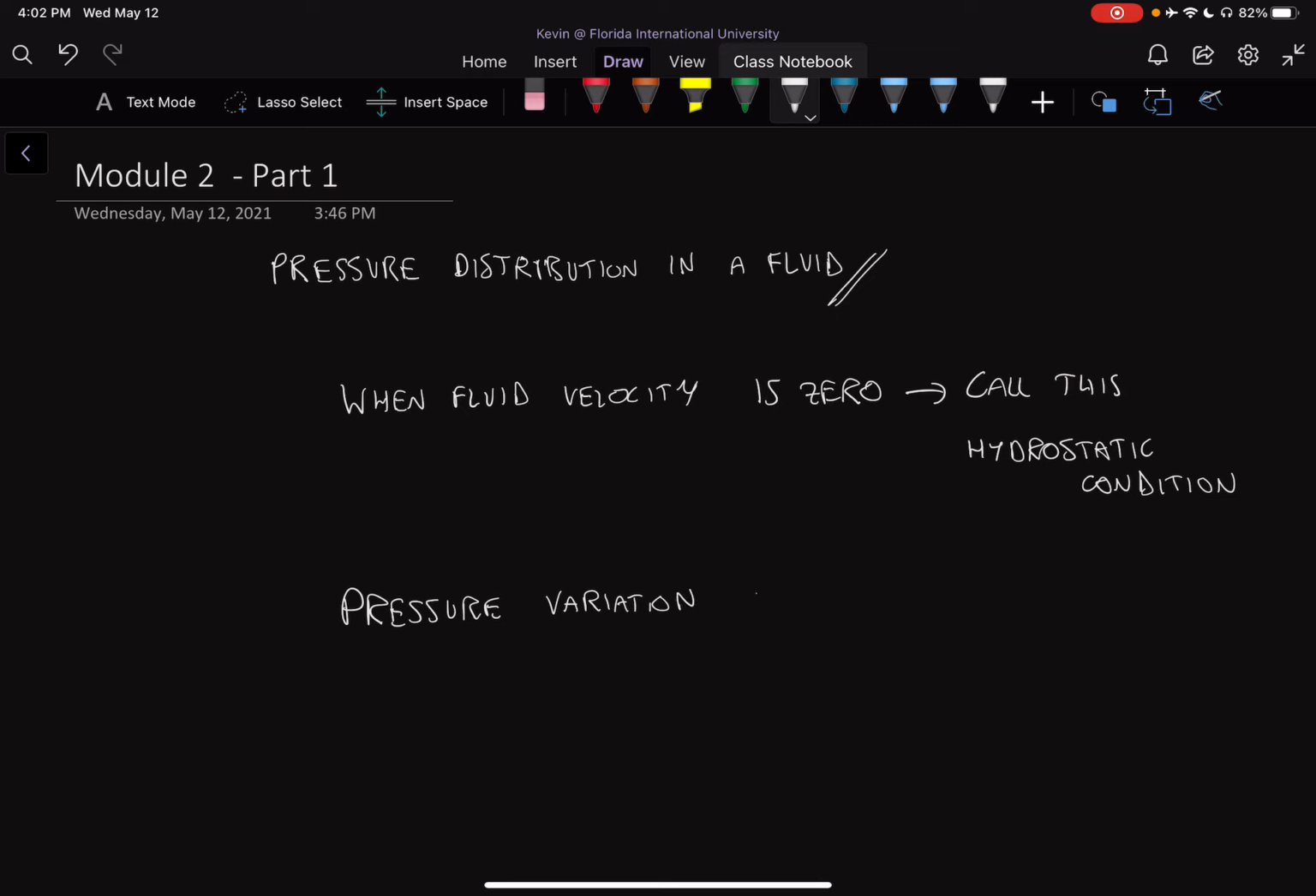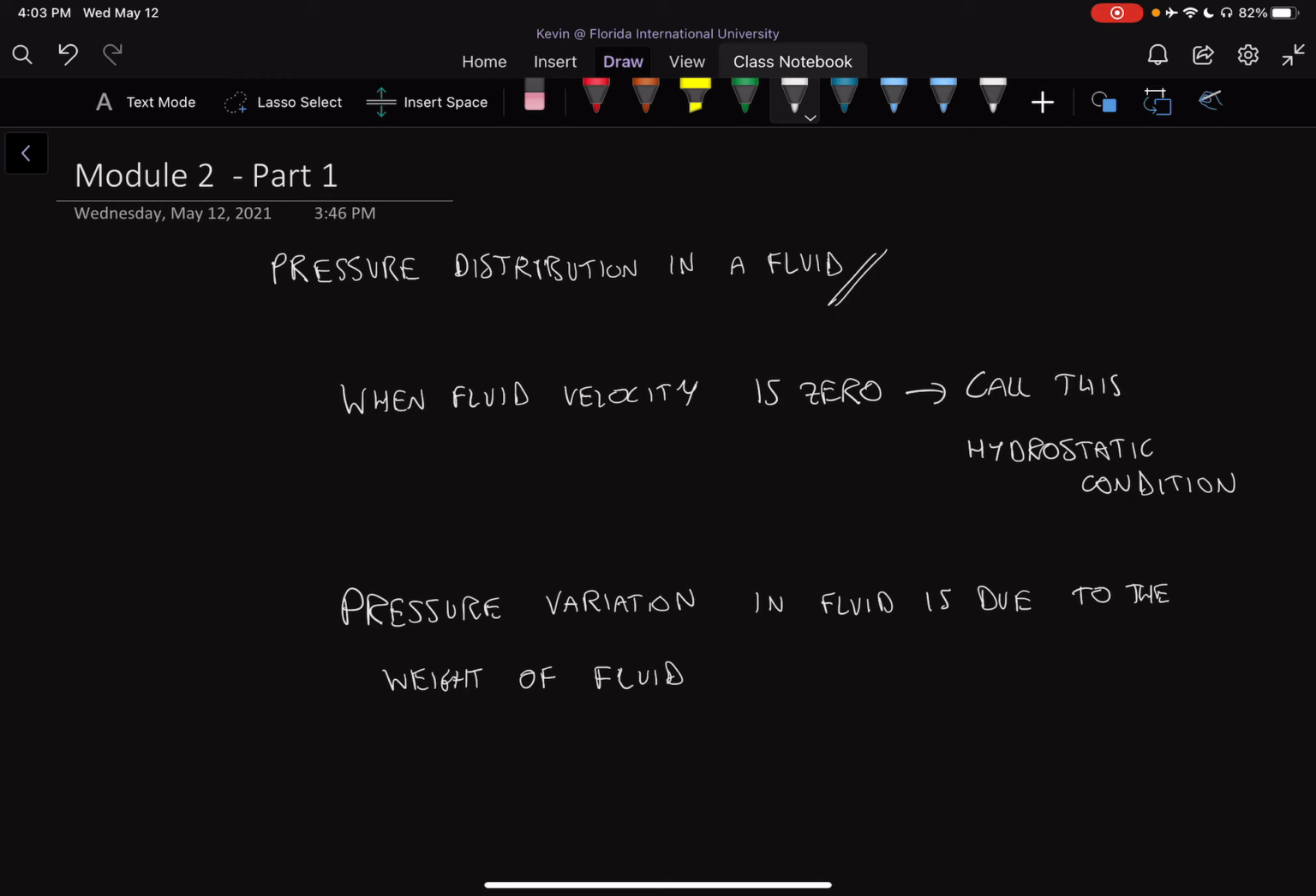So the pressure variation in the fluid is due to the weight of the fluid. If the fluid were moving, there could be other pressures acting upon it. But if a fluid is completely at rest, then we can say that the pressure variation in the fluid is only due to the weight of itself.